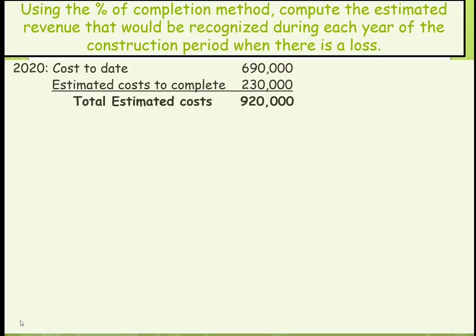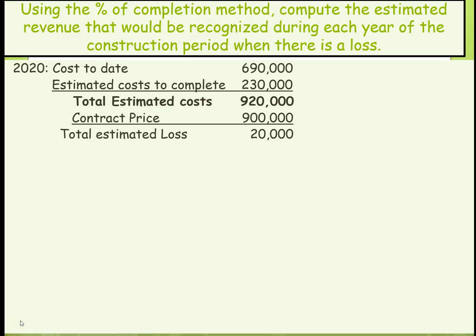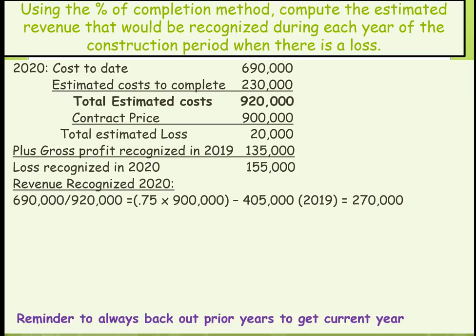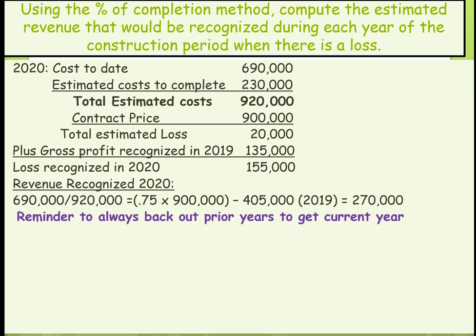Now, 2020, we have total estimated costs of $920,000. Our contract price is $900,000, so that tells us we have at this time an overall loss of $20,000. We have already recorded $135,000 in profit, so what we're going to have to do is back that out, so we're going to have to recognize a loss in 2020 of $155,000. So the revenue to be recognized, we're 75% complete. We're going to subtract out the prior year, so we're going to record $270. Remember to always adjust for any prior year.